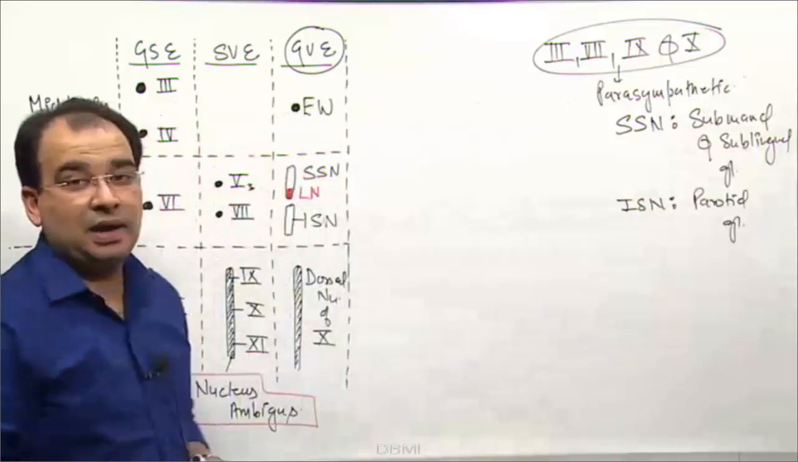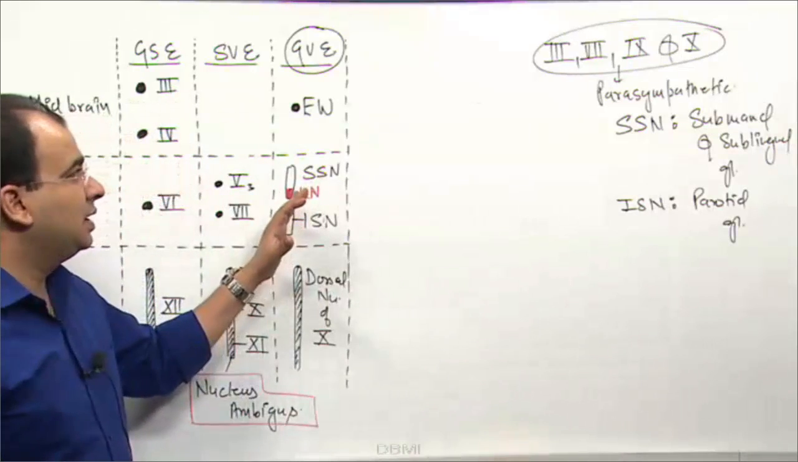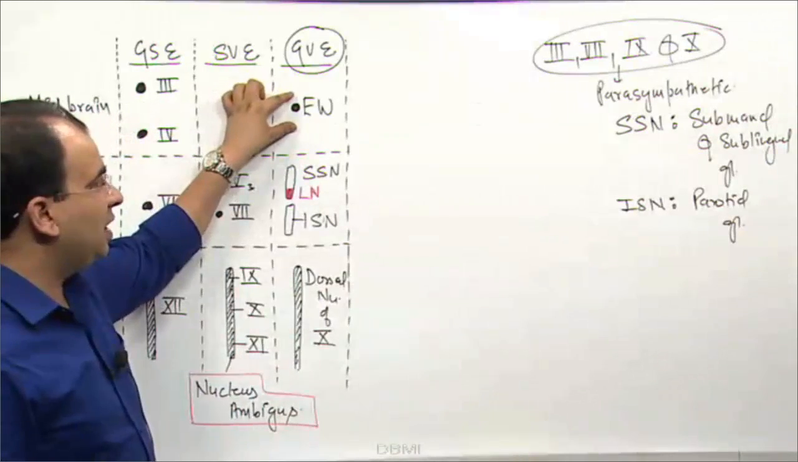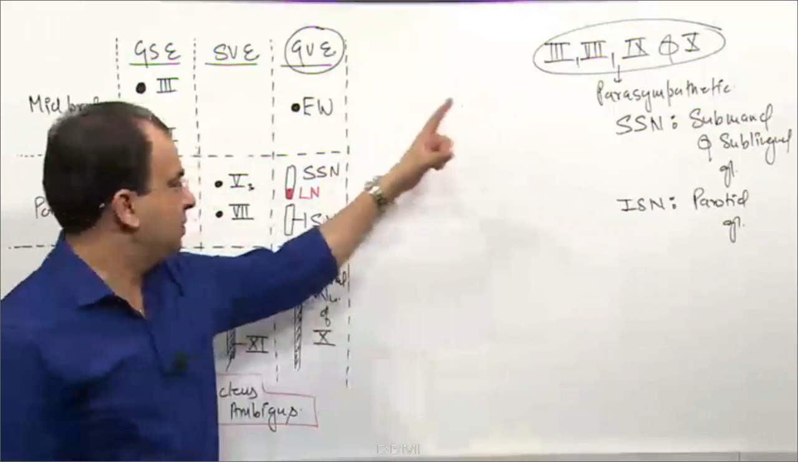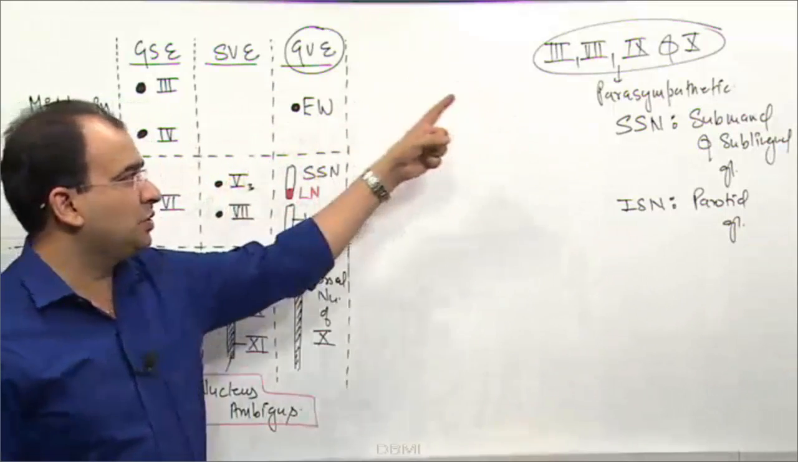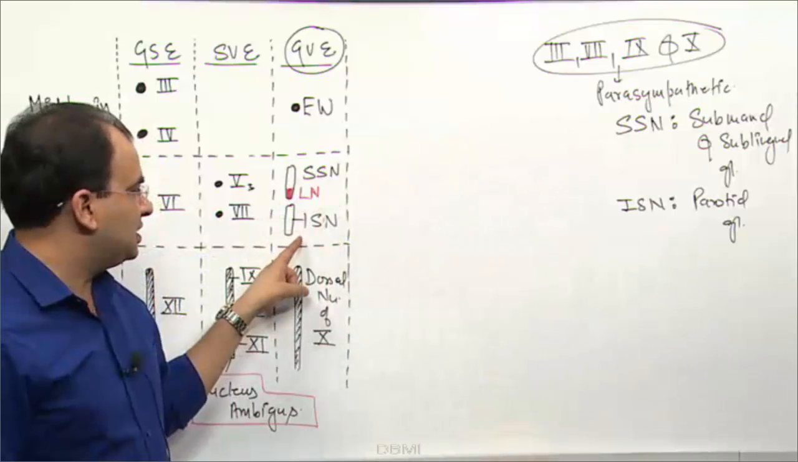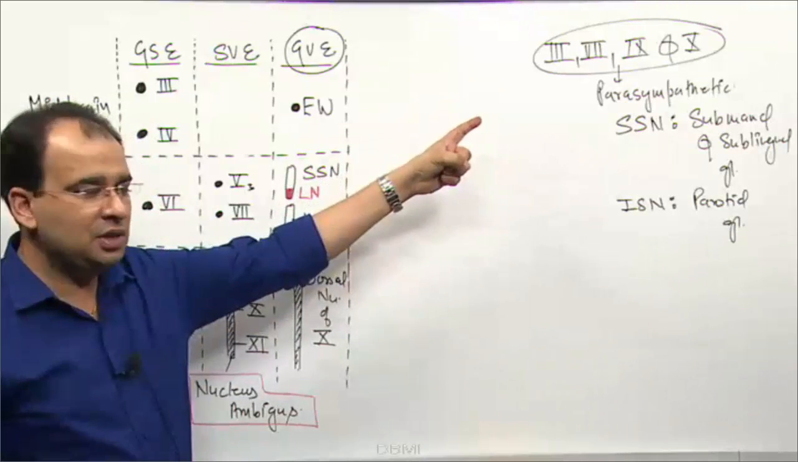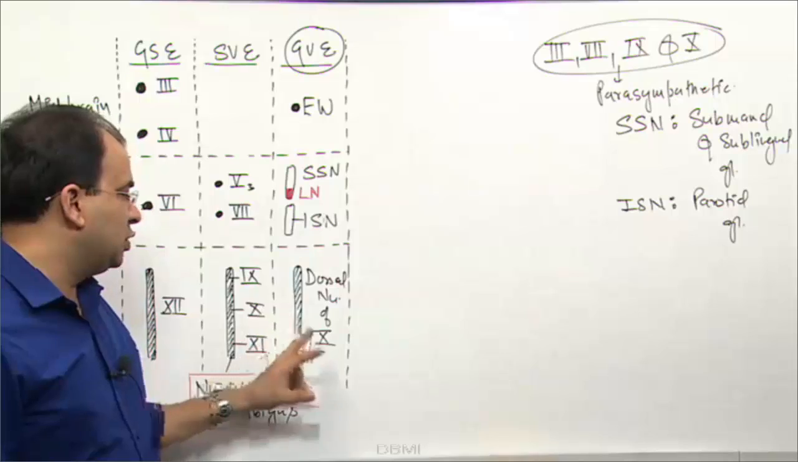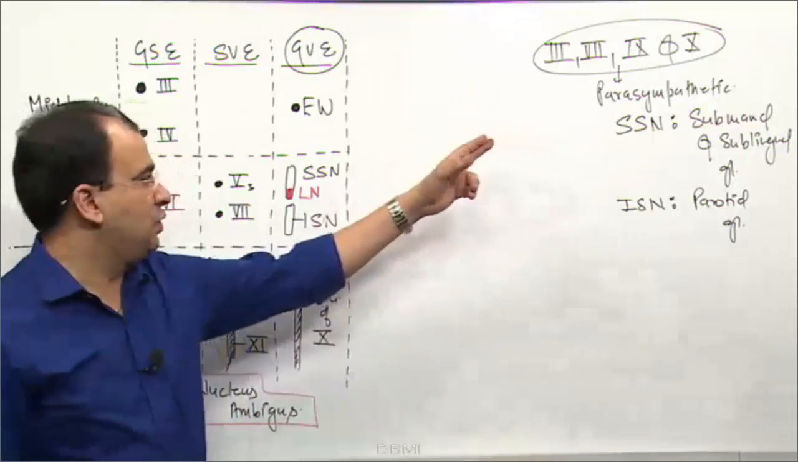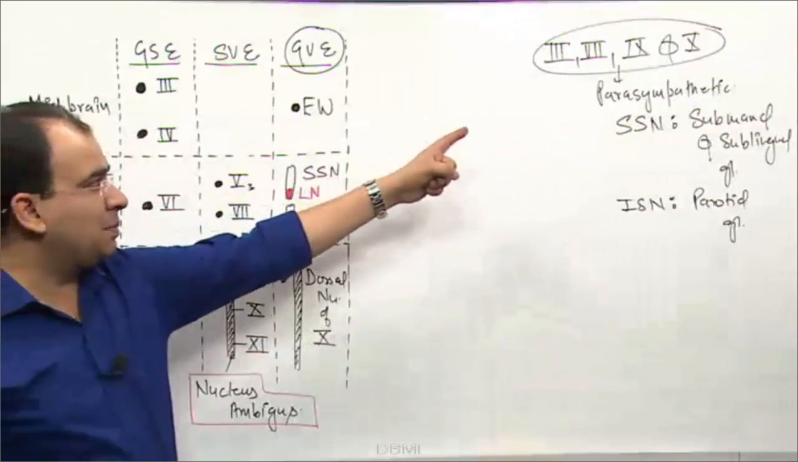Three, 7, 9 and 10, these are parasympathetic cranial nerves. Edinger-Westphal is related to the 3rd nerve, superior salivatory nucleus to the facial nerve, inferior salivatory nucleus to the glossopharyngeal, and needless to say this is the dorsal nucleus of the vagus nerve. So we have these 4 nerves which are parasympathetic.